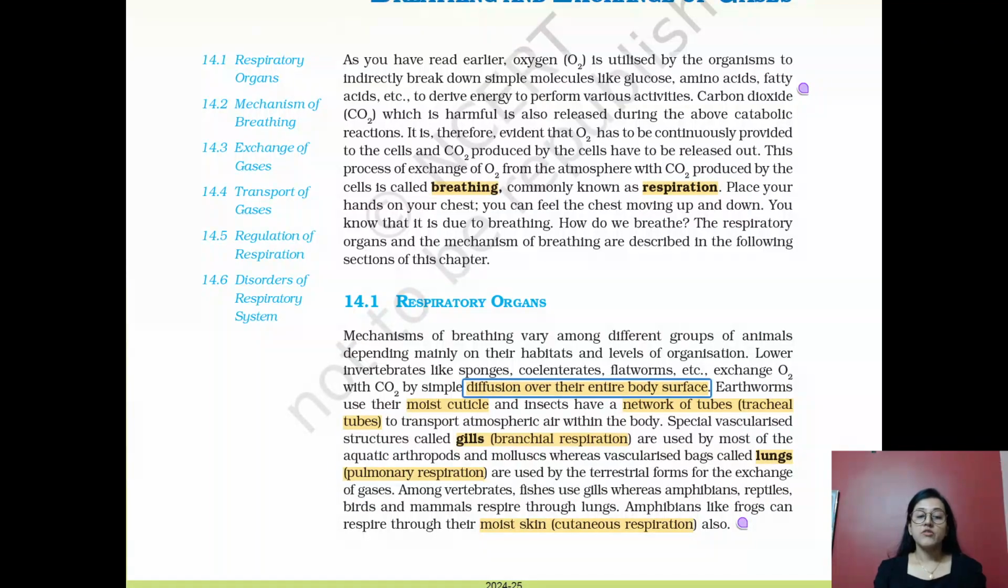So here we have learned about mainly 5 types of respiration. Respiration through diffusion over the entire body surface is known as body surface respiration. Respiration through tracheal tubes is known as tracheal respiration. Respiration through gills is known as branchial respiration. Respiration through lungs is known as pulmonary respiration, and respiration through moist skin surface is known as cutaneous respiration.